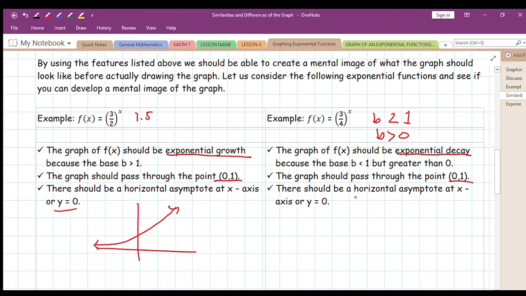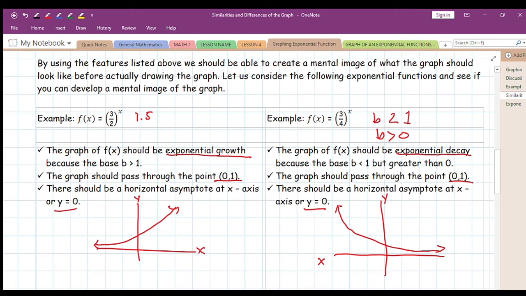So meaning to say, there should be a horizontal asymptote at the x-axis, or y is equal to 0. So the behavior of the graph is it will just move downward from left to right. So that is exponential decay. This one is exponential growth. So that is the differences of these two given examples.